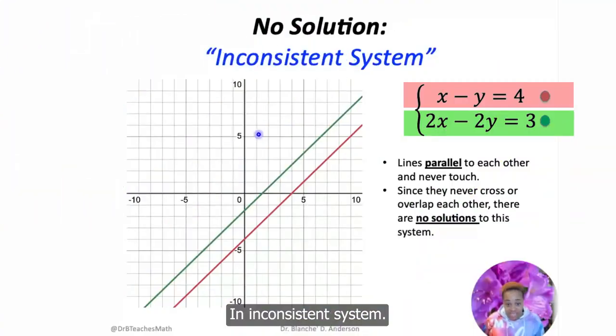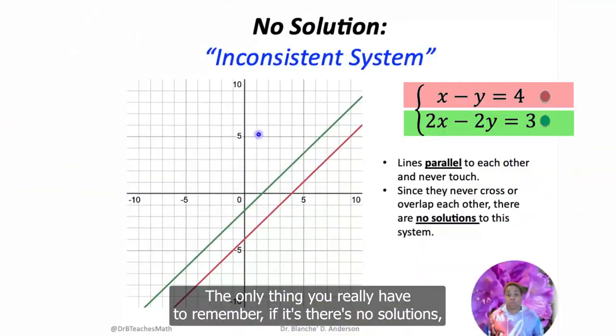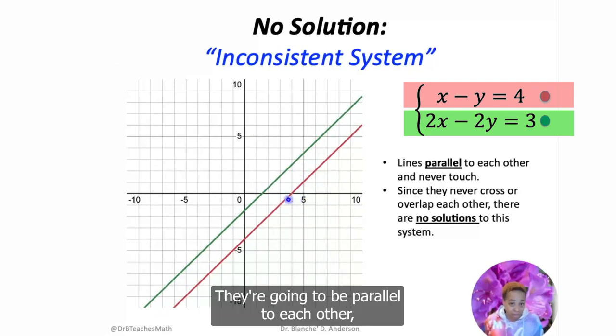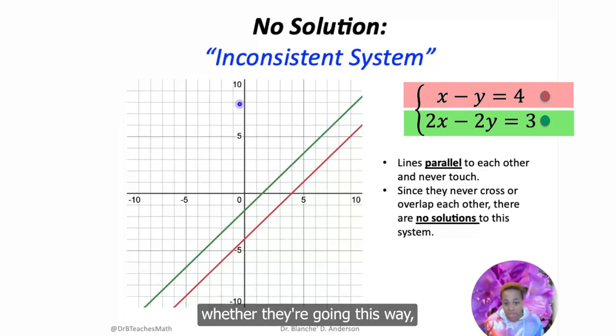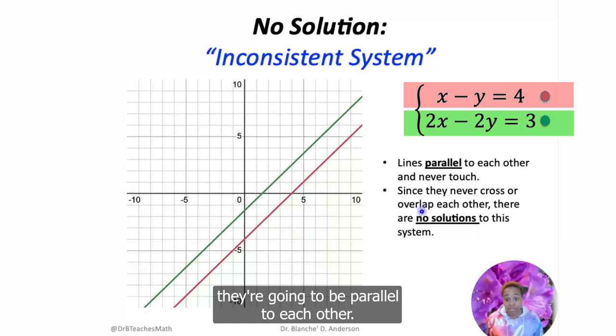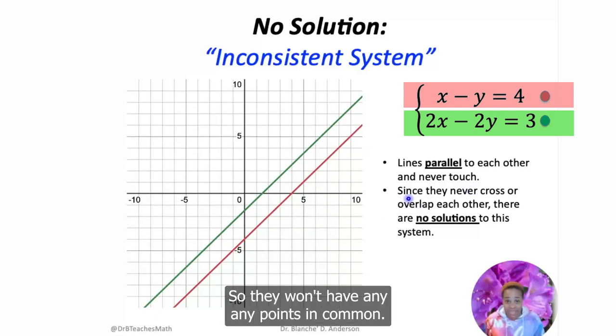An inconsistent system: the only thing you really have to remember is that if there are no solutions, they do not cross each other and they do not overlap each other. They're going to be parallel to each other, whether they're going this way, this way, or slanted like that. So they won't have any points in common. That makes it no solution for this particular system.